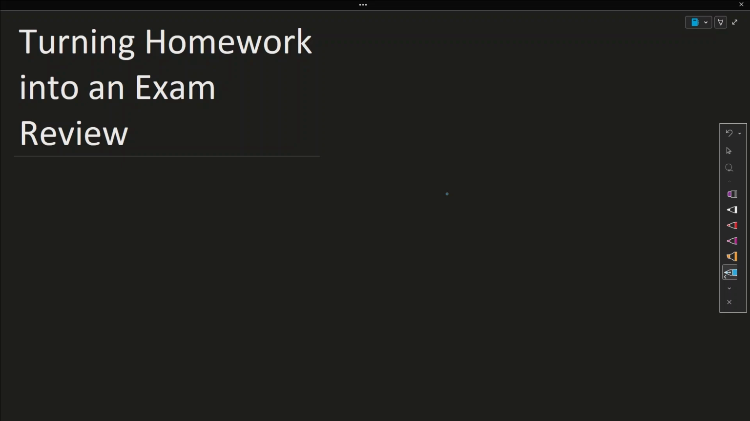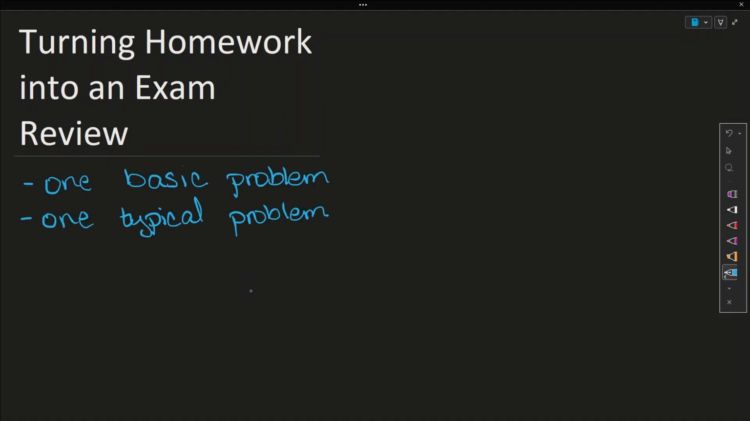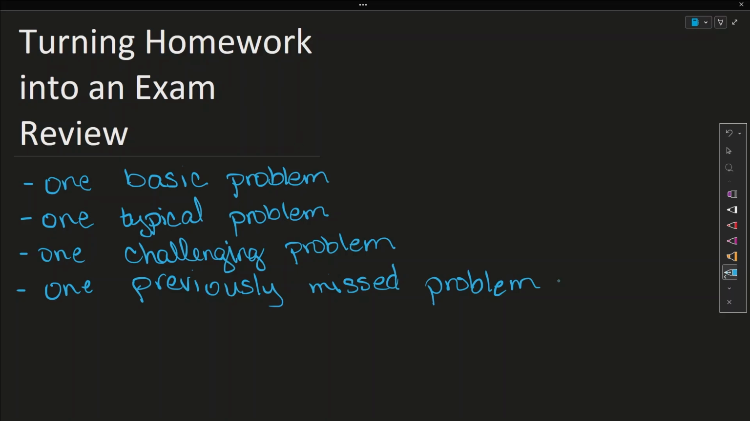Next, choose representative problems. You do not need to redo every homework problem. That would take a great deal of time, and many of the problems may be very similar. Instead, select problems that represent the main skills you may need on the exam. For each topic, try to choose one basic problem, one typical problem, one more challenging problem, and one problem you previously missed or found confusing.